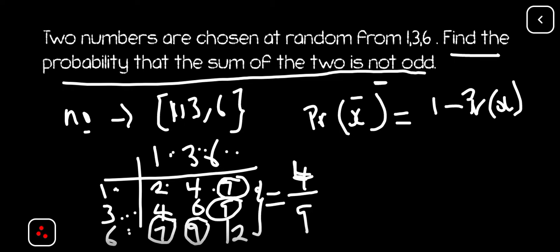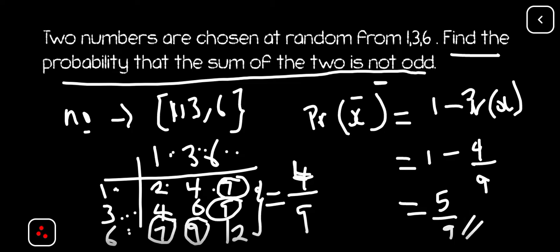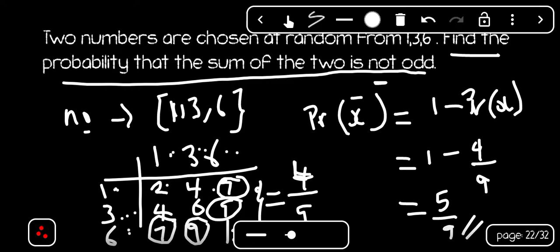Sure you understand that. Now the probability that it is not odd is equal to 1 minus 4 over 9. Now this is equal to what? 5 over 9. So this is the answer. Okay? So I think you understand the point here. All right. Now let's see the next question.